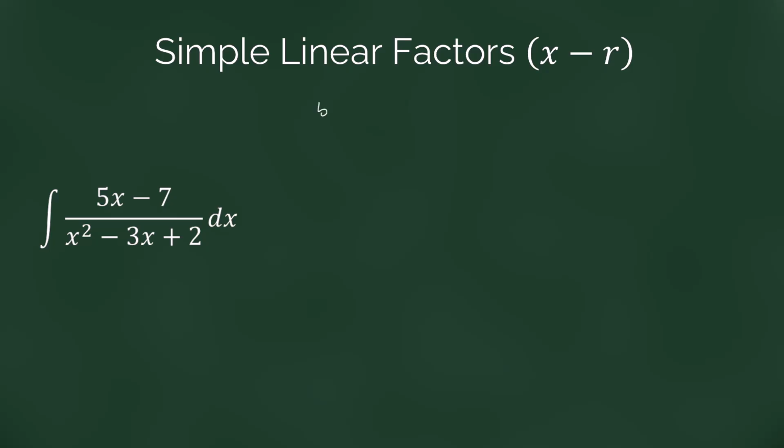Let's go back to our original example in order to see how this method works. We saw that we were able to rewrite (5x - 7) over (x² - 3x + 2) as the sum of two simpler fractions that had linear denominators. Those denominators weren't chosen by accident. If we factor x² - 3x + 2, we can see that we end up with (x - 1) times (x - 2) on the bottom. Those two factors become our new denominators.